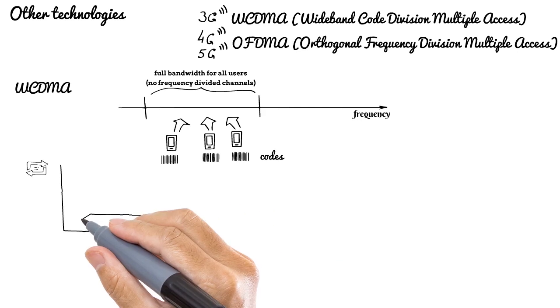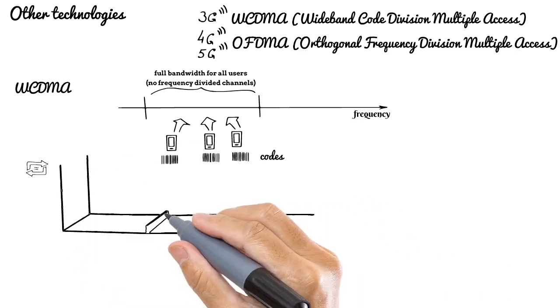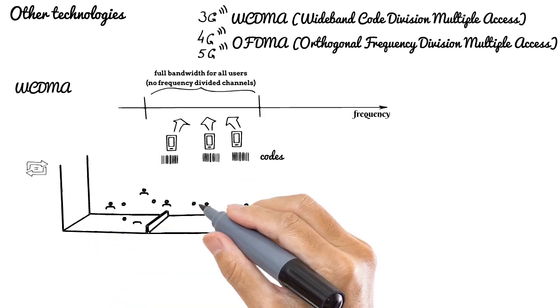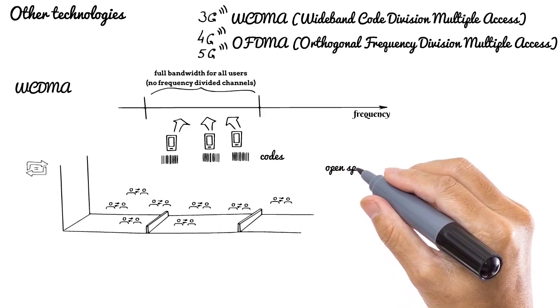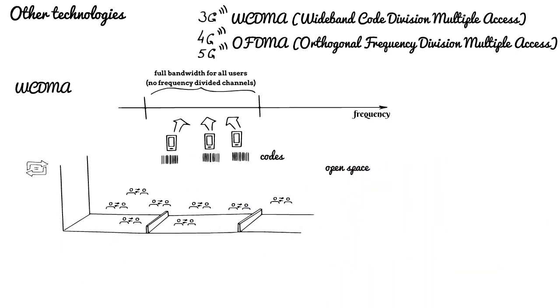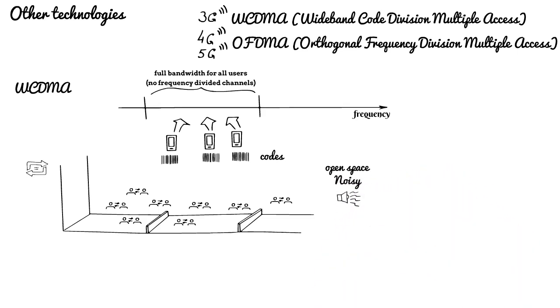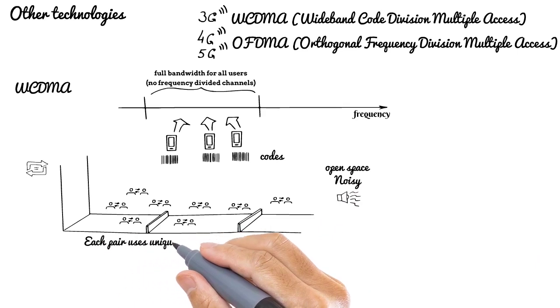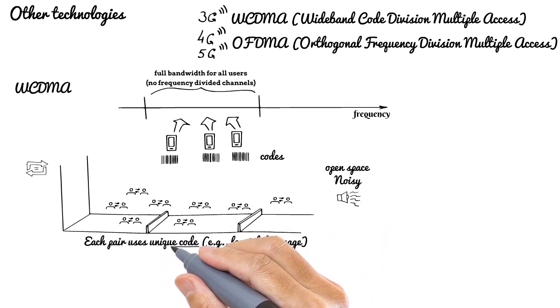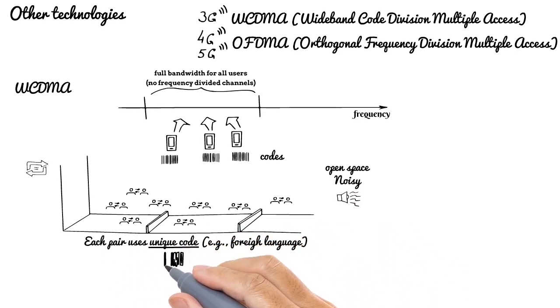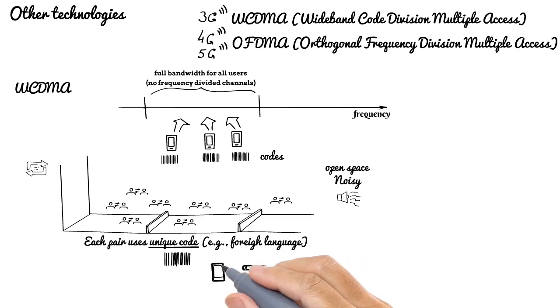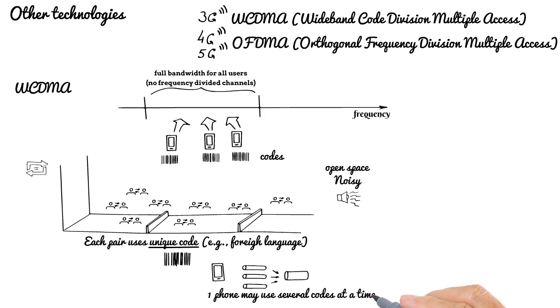Analogically, you can imagine WCDMA as a large building without any small rooms, narrow radio channels, but rather like open space of the whole building. Lots of people are talking to each other at the same time. It sounds like a lot of noise, but people can hear each other in pairs because each pair uses a separate unique code, a foreign language, known only to that pair and not to others. One mobile phone may use several codes at a time to increase overall data throughput when needed.